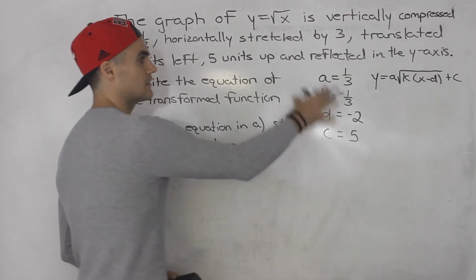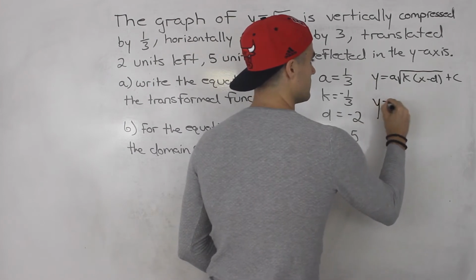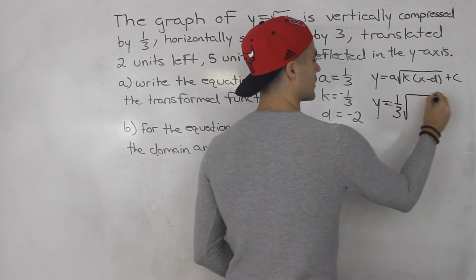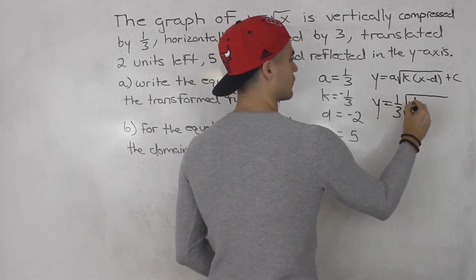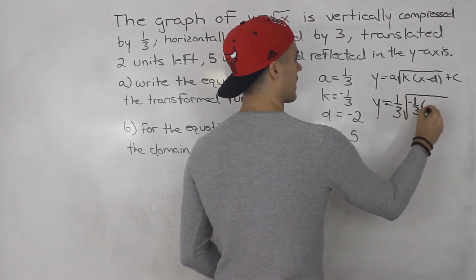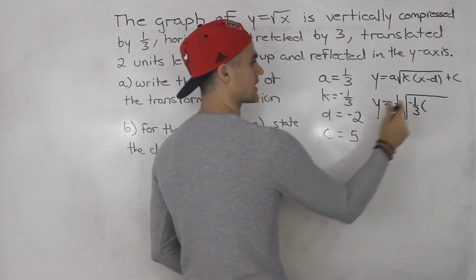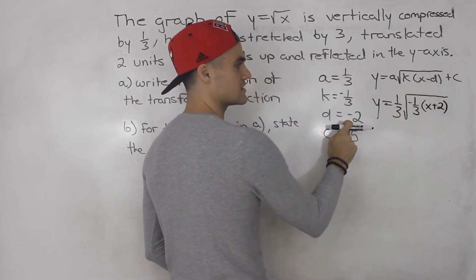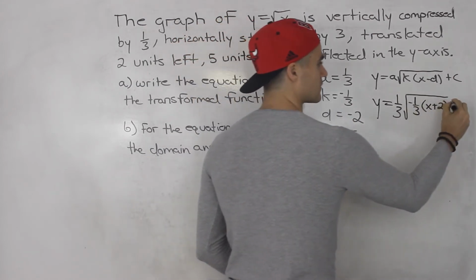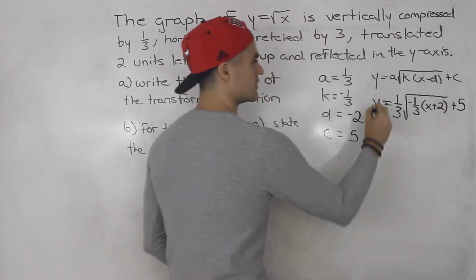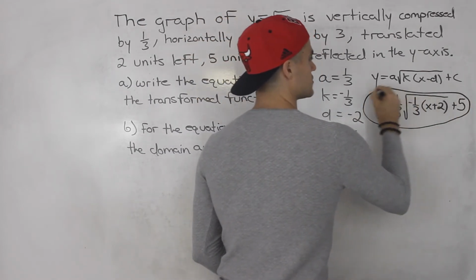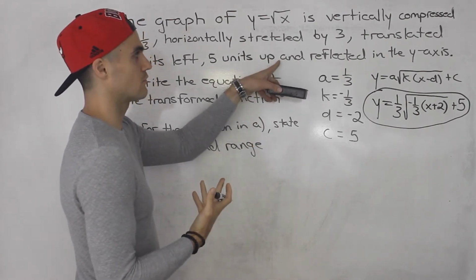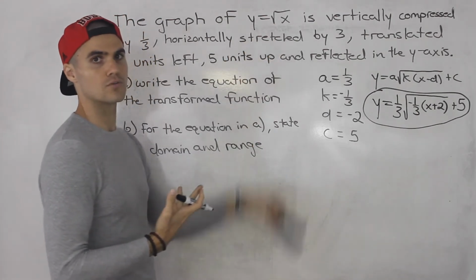All right, so taking these and plugging it into here, we would simply have the A value is 1 over 3. And we got root of negative 1 over 3 for the K value. And then x minus negative 2 is like x plus 2. Remember, it's always the opposite sign of what the D value is. And then the C value is positive 5. So that there is your answer for part A. That is the equation of the transformed function when the root x goes through those transformations.